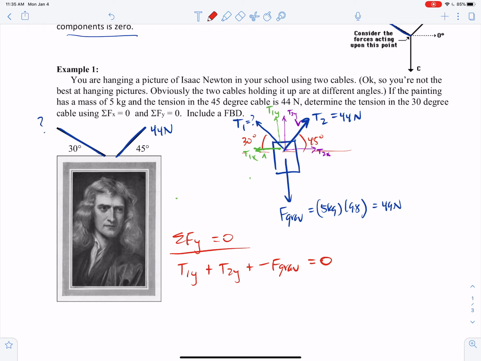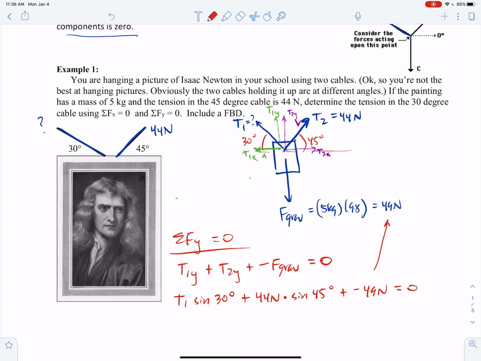Gravity is pointing down. All right, T1's y component is now T1 sine 30 degrees. Plus T2's y component is T2 times sine of 45. Well, I already know that T2 is 44 newtons times the sine of 45 degrees. And then plus negative 49 newtons, because I already know the force of gravity is 49, setting that equal to 0.